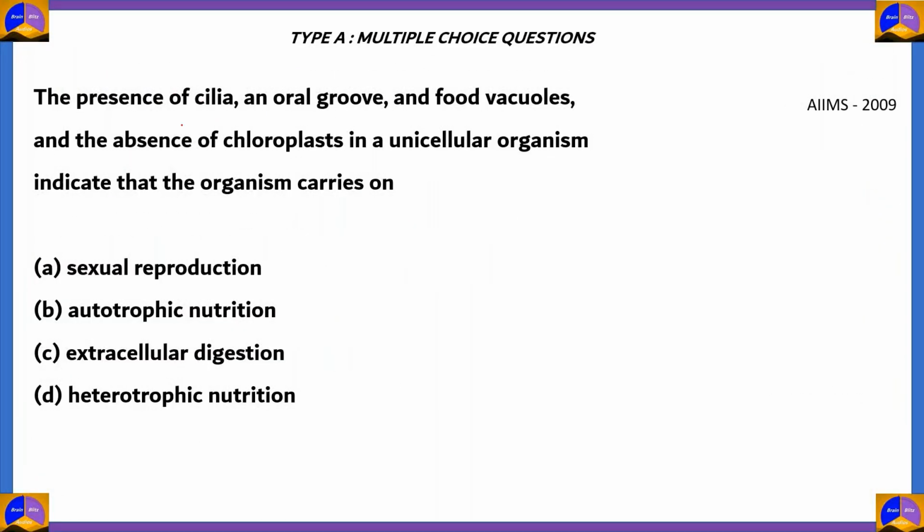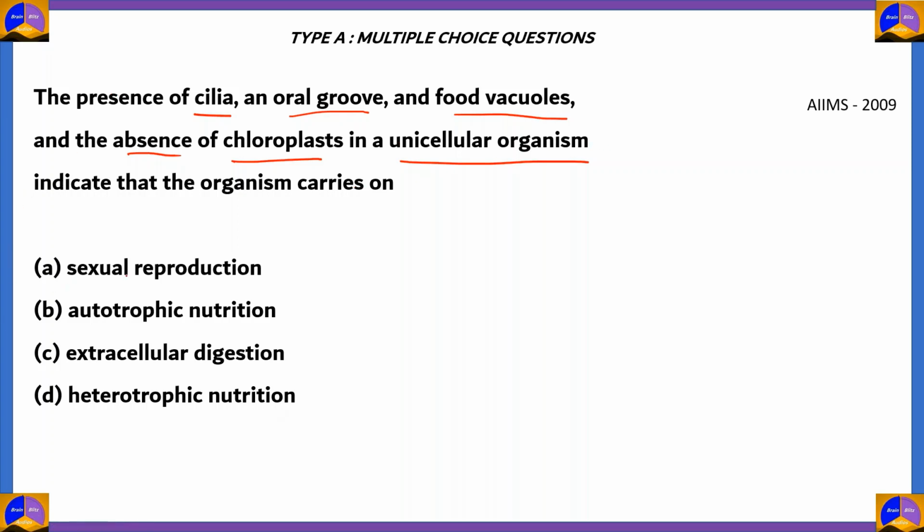Next question. The presence of cilia, an oral groove, and food vacuoles, and the absence of chloroplasts in a unicellular organism indicate that the organism carries on A, sexual reproduction, B, autotrophic nutrition, C, extracellular digestion, and D, heterotrophic nutrition. So let's look at each of our options.